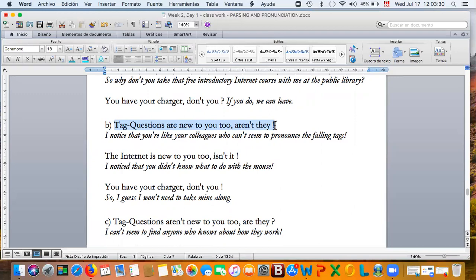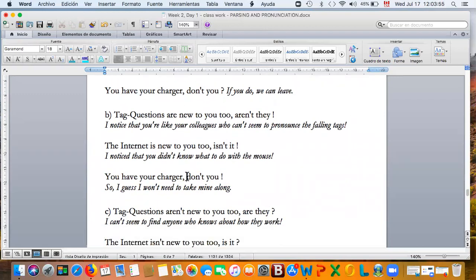Tag questions are new to you too, aren't they? The internet is new to you too, isn't it? You have your charger, don't you? Notice that, again, the tags were negative, but they were falling. That was the only difference between the tags of A and the tags of B. You'll notice, if you take a look at the contexts, that the meanings are completely different.